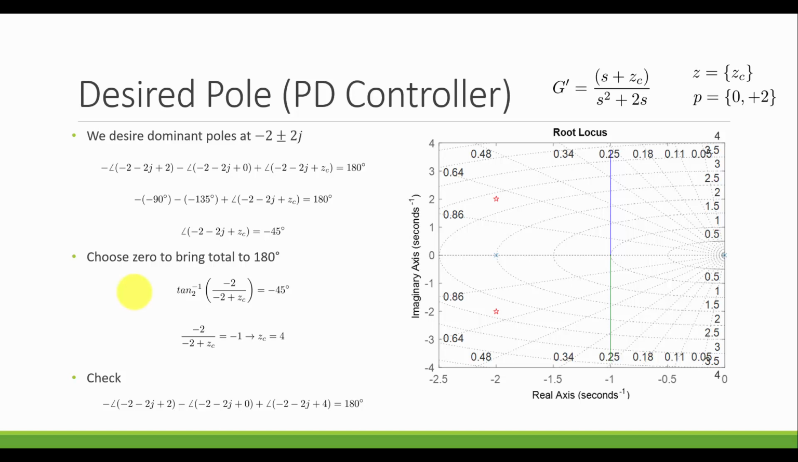So what we can do is make our root locus of this G prime, (s plus 4) over (s squared plus 2s), now that we know it's 4. That's what we're going to put into our root locus, and we're going to see what gain it takes to get to our desired poles.